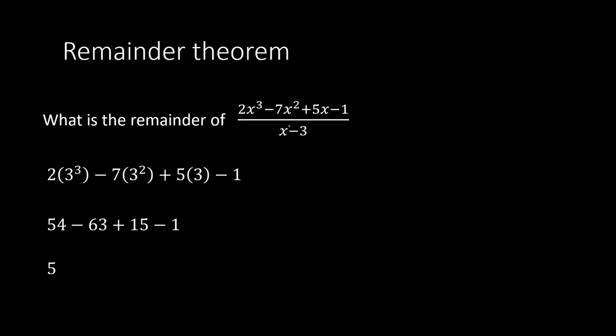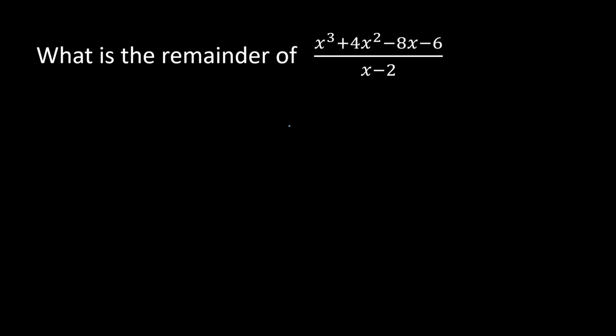So let's try one more. Here we have x to the third plus 4x squared minus 8x minus 6 over x minus 2. To find the remainder, I take the opposite of this. So if it's negative 2, make it a positive 2, and plug it in for x. So instead of x to the third, we have 2 to the third. Instead of 4 times x squared, we have 4 times 2 squared. And instead of minus 8 times x, we have minus 8 times 2.